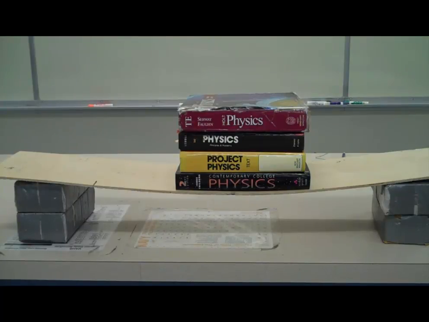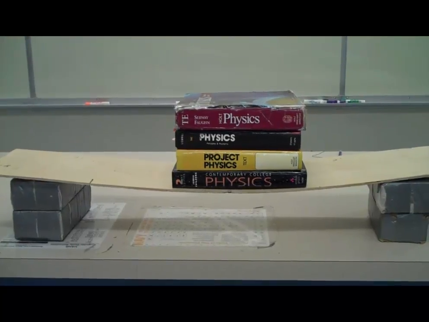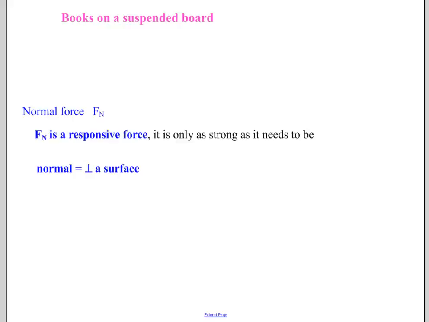Normal force is a force that is responsive to forces acting on it. Normal means perpendicular to, and so the normal force is perpendicular to the surface of the board, and it's acting upward on the books. We're going to focus on the force that the board exerts upward on the books. If there are no books on the board, no force is exerted. The force the board exerts upward on the books is called the normal force. And we saw the symbol earlier, it's F sub n.